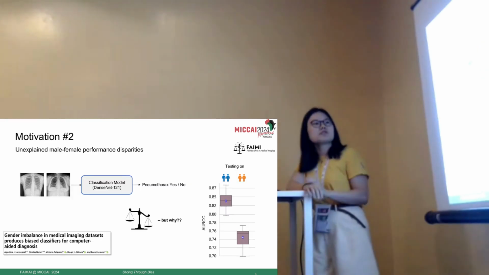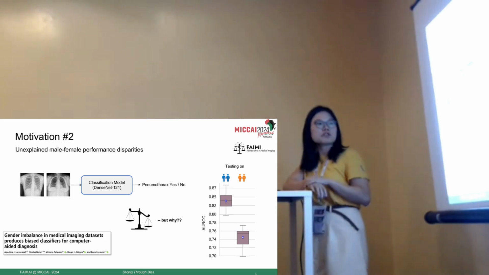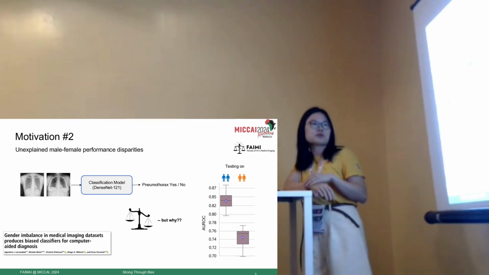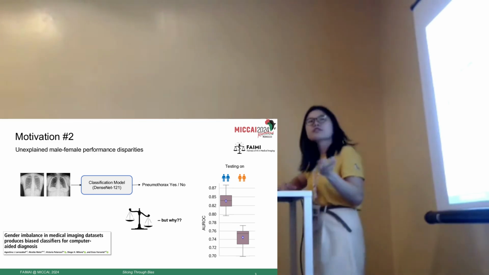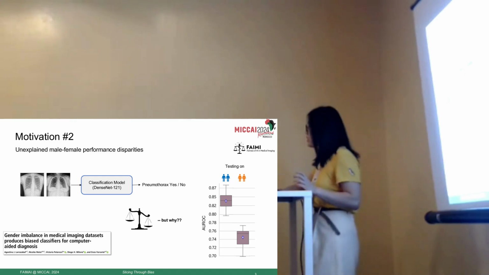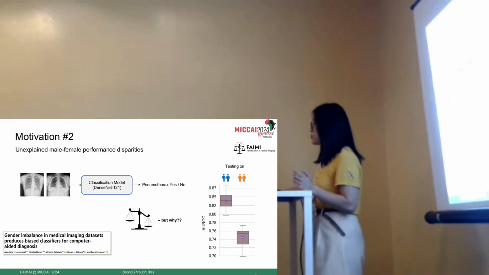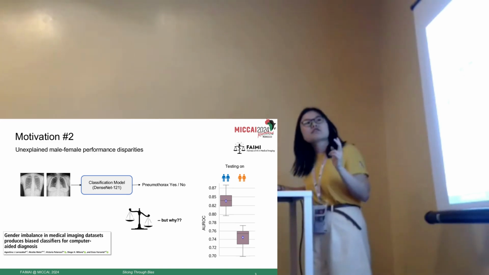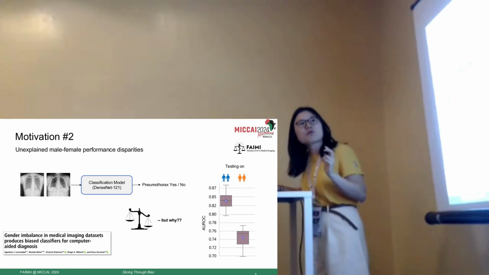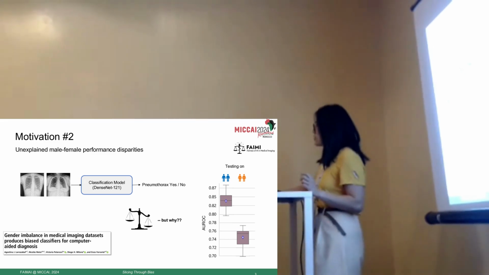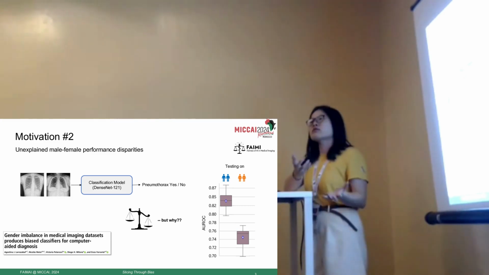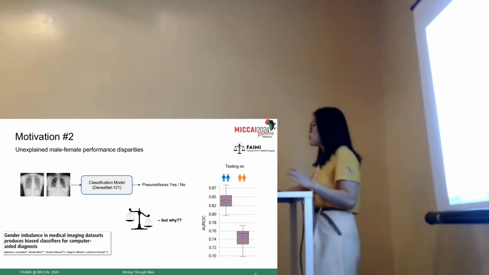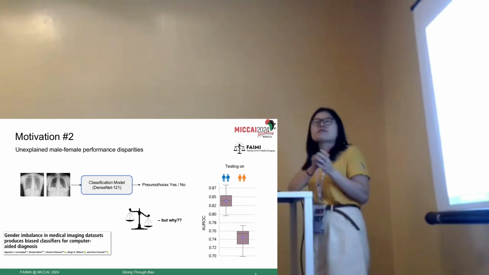Another motivation comes from this paper, Gender Imbalance in Medical Imaging Datasets Produces Biased Classifiers for Computer-Aided Diagnosis, where they found a very interesting thing: when we train a classification model to predict pneumothorax from chest X-rays, there is a very significant difference in performance between gender groups. We see this, but we actually don't know why it happens. So we form some hypotheses and try to investigate.